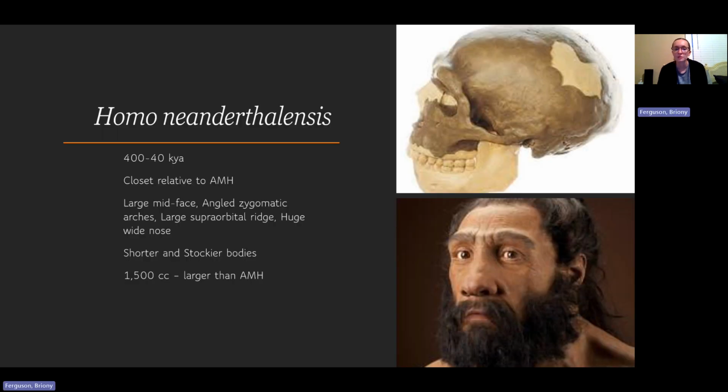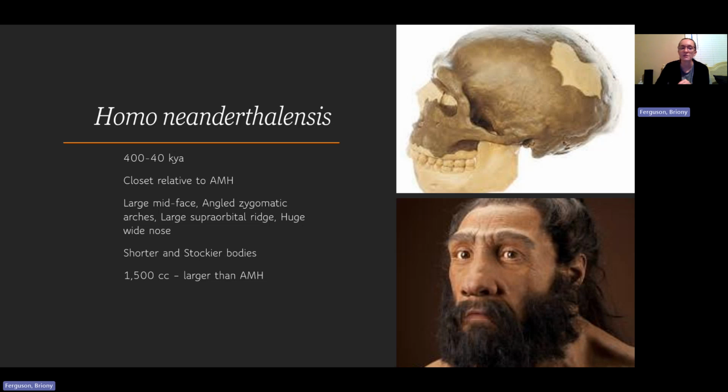Then we move on to Neanderthals. They were living and thriving about 400 to 40,000 years ago. They are our closest relative, although recently, I say recently, it's been quite a few years now, there was a discovery of a species that has been called Denisovans. And Denisovans and Neanderthals are more closely related to each other and interbred with one another more frequently than they did with Homo sapiens, but they are still our closest relatives.